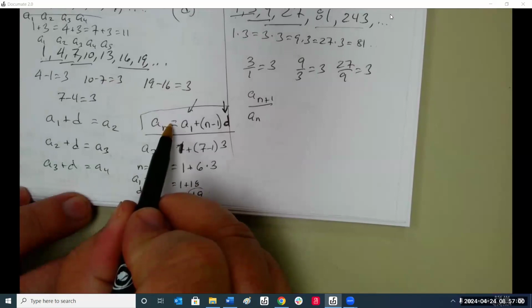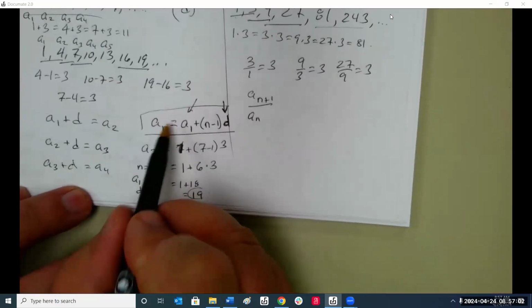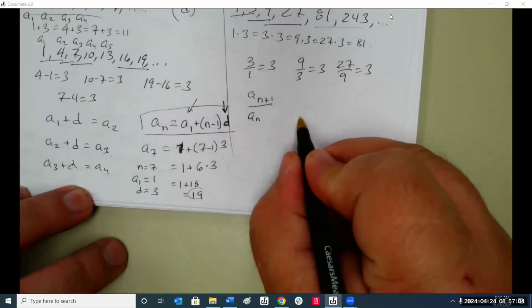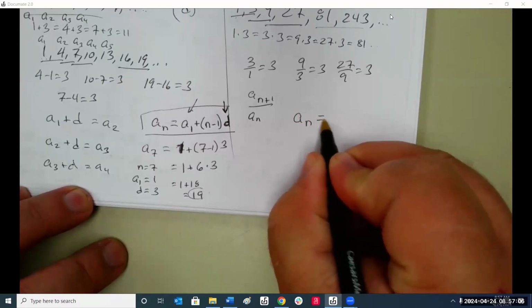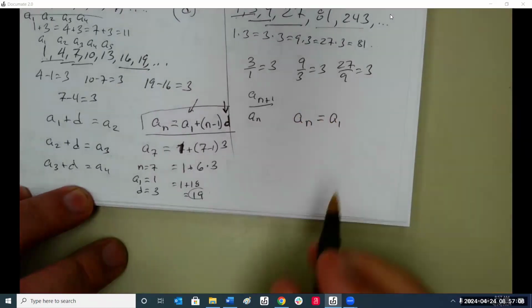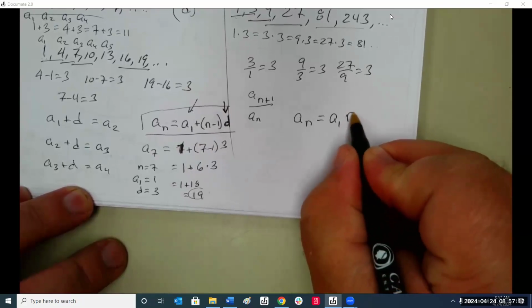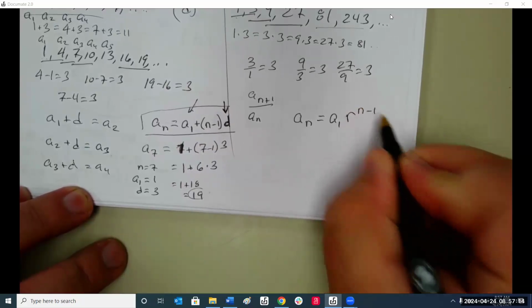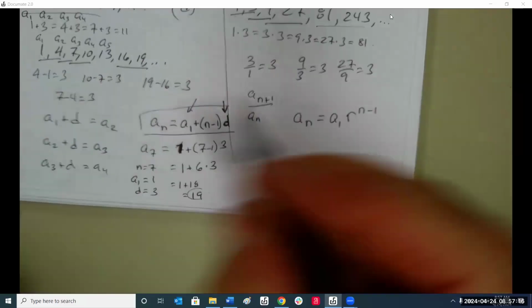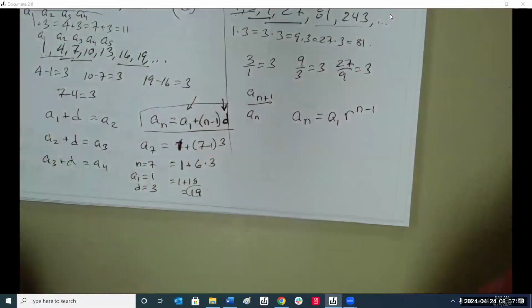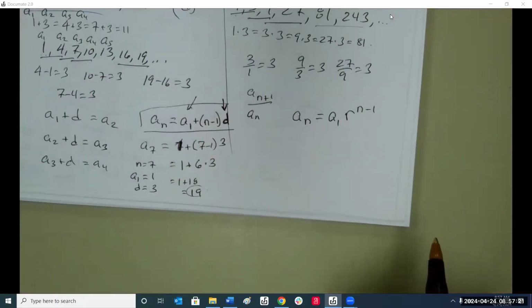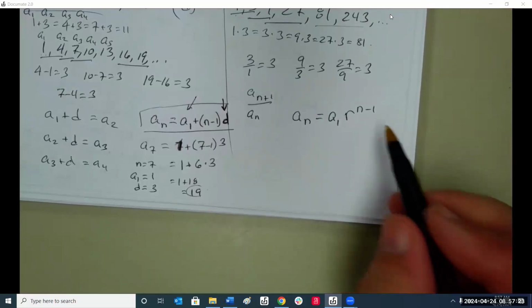So like we found the arithmetic sequence formula, in this one, instead of adding by this number, we now multiply by the common ratio, which is r, minus 1.